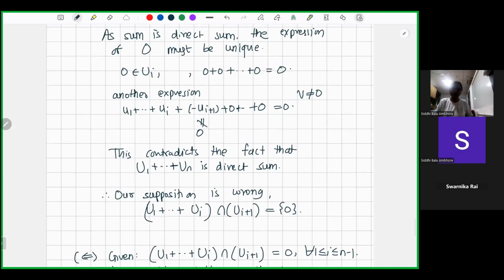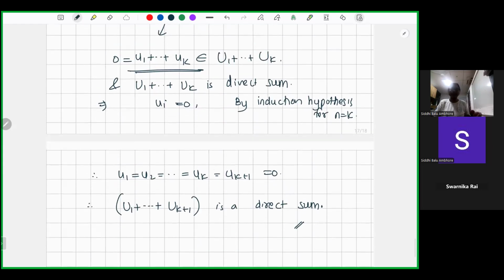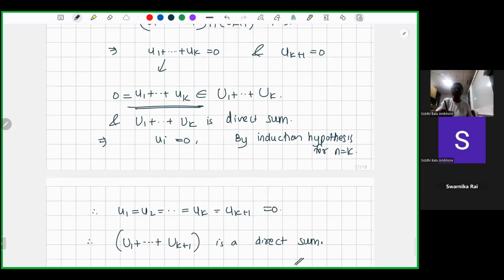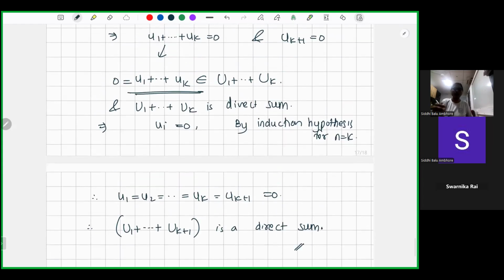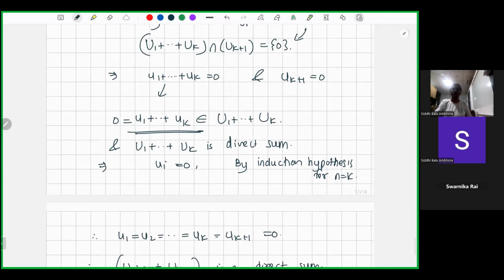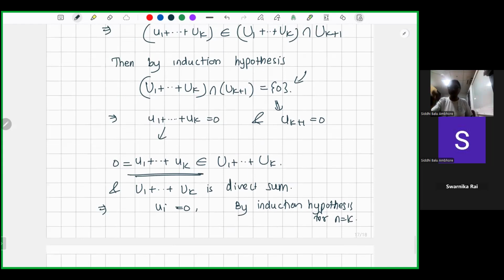I'm just assuming that for n equal to k I have a direct sum, and once I have a direct sum, with each small ui in capital Ui, then each small ui becomes 0 if their combination is 0. And that's how I got that each u1 to uk is 0, and the last one, uk plus 1, was anyway 0 from the intersection itself. So that's it.